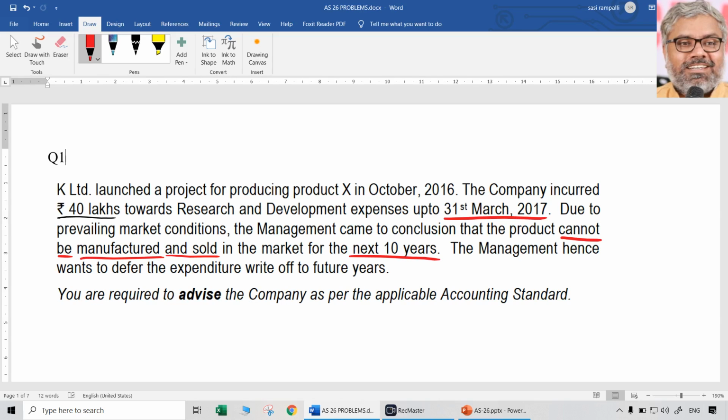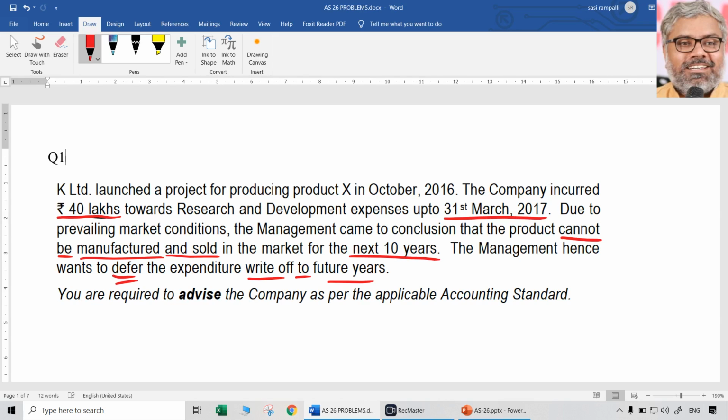Maybe such a level of hi-fi futuristic product they would have manufactured or invented, we don't know, but whatever the case may be, for the next 10 years this product cannot be manufactured and sold, means there is no market feasibility for this product, marketability is non-existent, but they incurred 40 lakhs rupees towards research and development expenses. The point is, the management wants to defer the expenditure and write it off to future years, and you are required to advise the company as per the applicable accounting standard.